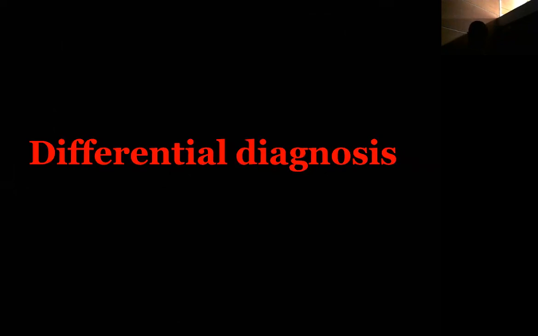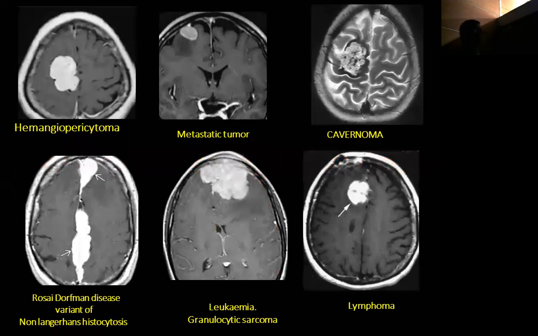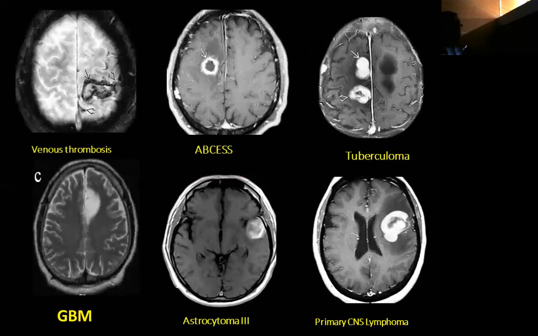So what's the differential diagnosis? Are all of these parasagittal meningiomas? It's a wide differential diagnosis. Hemangiopericytoma looks very much like meningiomas. Metastatic tumors, cavernoma, parasagittal. And this is Rosai-Dorfman disease, a variant of histiocytosis. This is leukemia. This is lymphoma. Venous thrombosis may look like a tumor, abscess, tuberculoma, parasagittal tuberculosis.